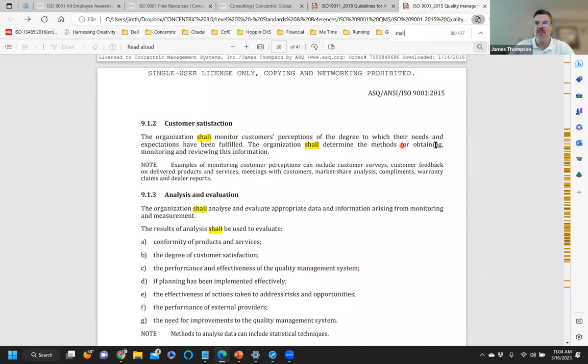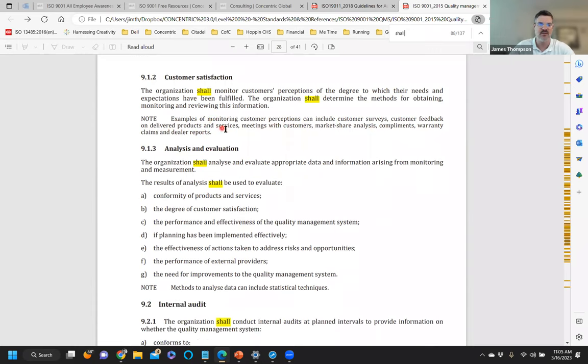The organization shall determine the methods for obtaining, monitoring, and reviewing this information. So this says it could be surveys, feedback on delivered products and services, meeting with a customer, or meeting with, let's say, the end customer. The end customer might be 4 or 5 organizations away. So how do you get to that end of the value stream, directly to the end customer, and find out how satisfied they are? Market share analysis, compliments, warranty claims, dealer reports. Those are all examples of sources.